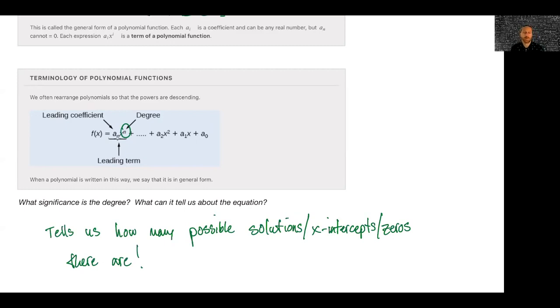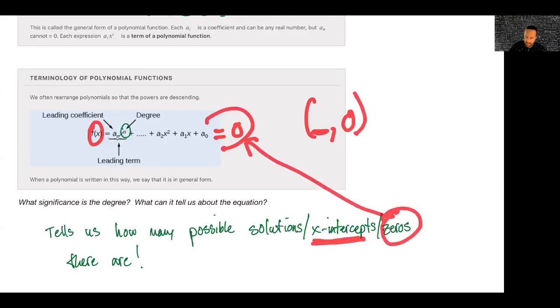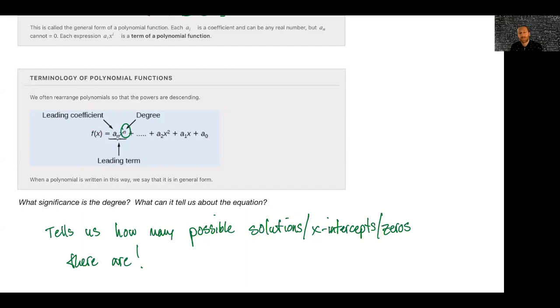It tells us how many possible solutions, x-intercepts, zeros, there are for that equation. So if you take this polynomial and you let y equal 0, which, by the way, means you're finding your x-intercepts, which we also call zeros because that's how we find them. They're also called solutions to the equation. Many different names for the same thing, it just depends on the circumstance. What are we looking to find? That degree will tell us how many there are possible. Now it can be less, but never more.